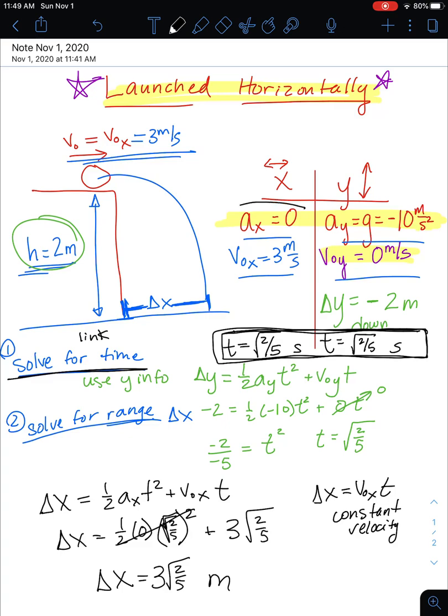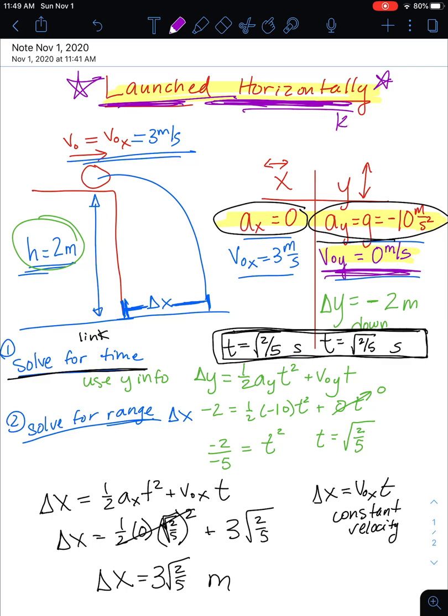You always know your x acceleration and your y acceleration. Your hidden variable is going to be this y velocity. When you're launched horizontally, it's up to you to know that the key to solving these problems is to recognize that your starting y velocity is 0.